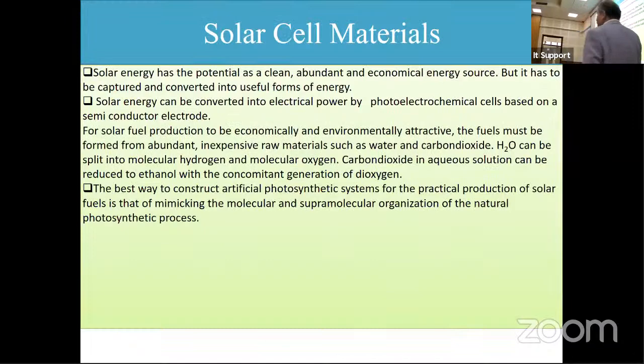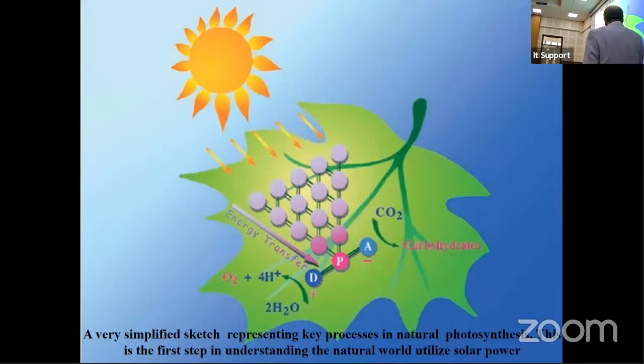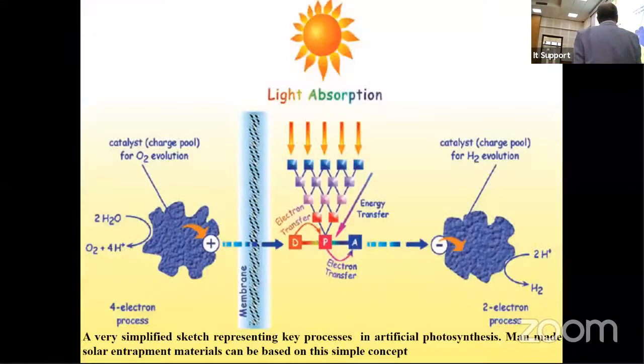So very interesting things will happen as applications. Of course, solar energy has a tremendous potential, and that is very, very important. Artificial photosynthesis, can we do that? It's a key process, and it's a very first step in understanding how the natural world utilizes solar power. So that's a very simplified sketch of artificial photosynthesis. And a lot of chemistry work is going on, as you know. How do you do this oxidation reduction process, the O2 evolution, hydrogen evolution, the energy transfer, which the natural world does so easily? That is something that you have to learn.